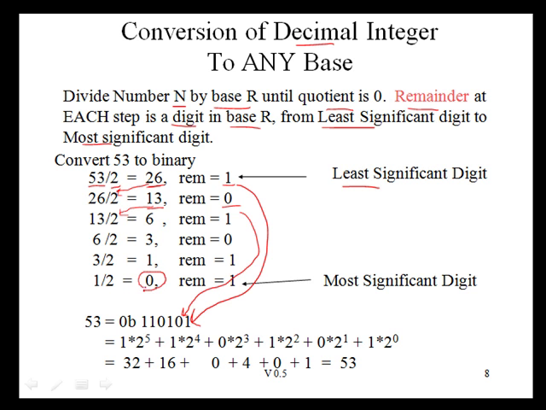finally, a quotient of 0 when we take 1, divide by 2, a quotient of 0, and our remainder is going to be 1, and this is going to end up being our most significant digit, which is going to be our leftmost digit. Once you get a number converted, you can always check your work by expanding that number out and multiplying by the weights, which we do here, and we end up getting back our original number of 53.